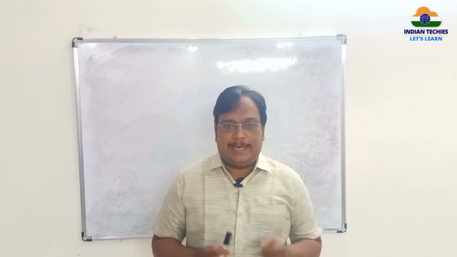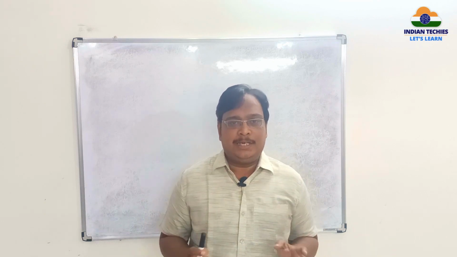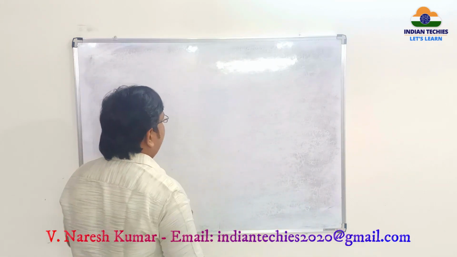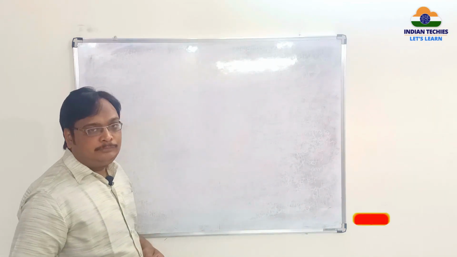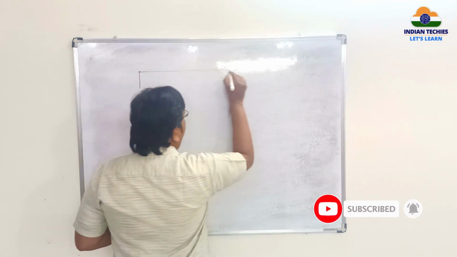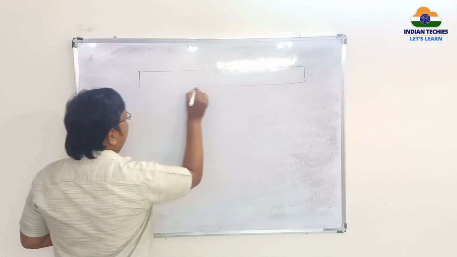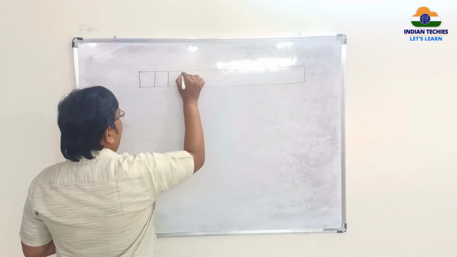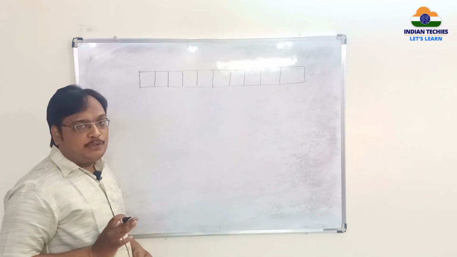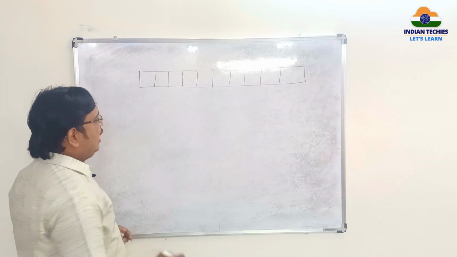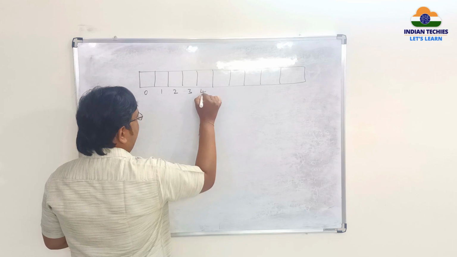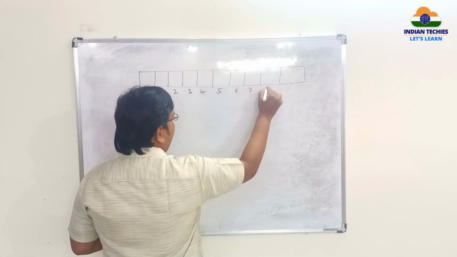Now let us see the binary search method with an example. I am taking some list of values: 2, 3, 4, 5, 6, 7, 8, 9, 10. Suppose this is an array of size 10. Let me put the index values as 0, 1, 2, 3, 4, 5, 6, 7, 8, 9.